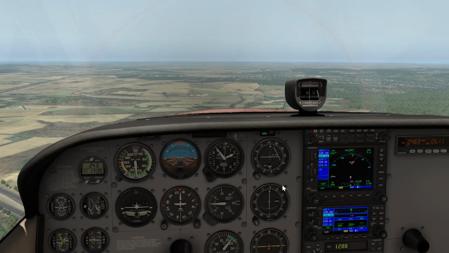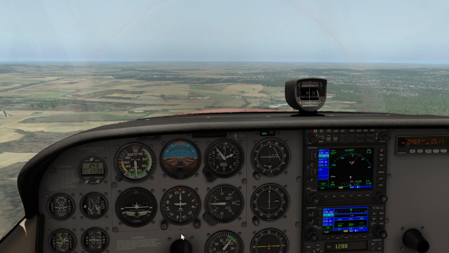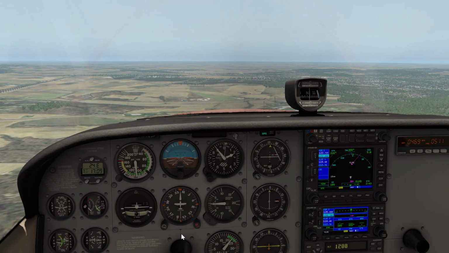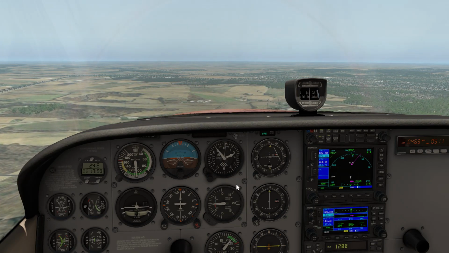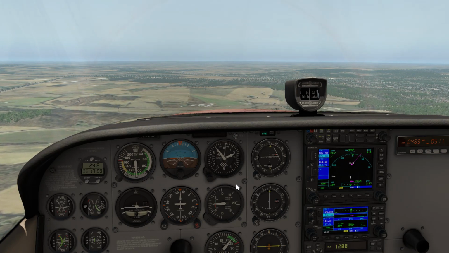We give them a call up. Fairfield County traffic, Cessna 172 Sierra Papa is 5 miles to the south. We'll be crossing over midfield at 1,900 feet, entering a midfield downwind for runway 28, Fairfield County.